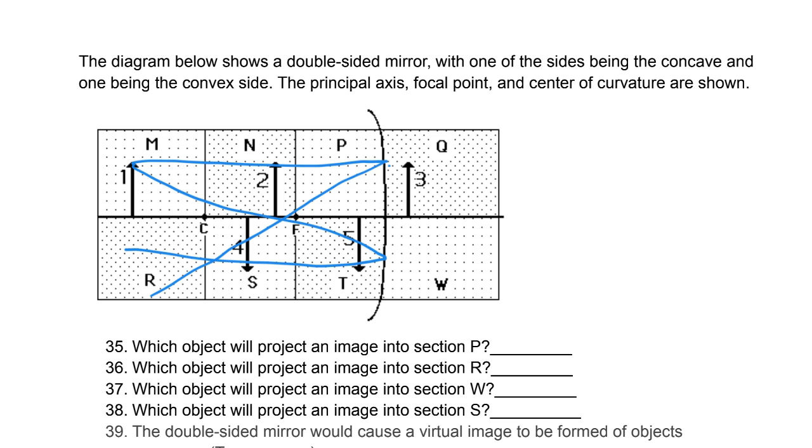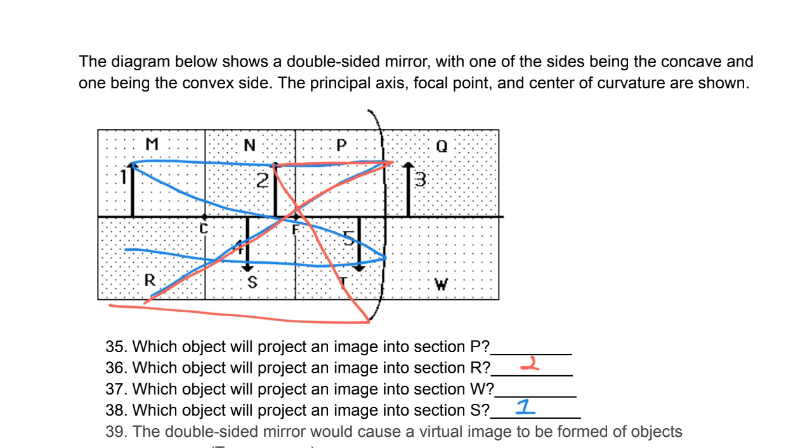All right, so which object will project into section S? It was number one. All right, object two here, this ray will look very similar, but then this one will bounce much wider and then it will project into R, so that's object two. Four is very similar, but it'll reflect into M. That's not one of our options.